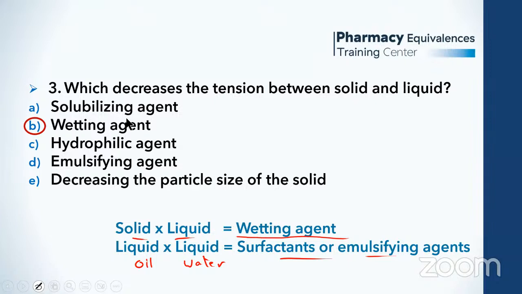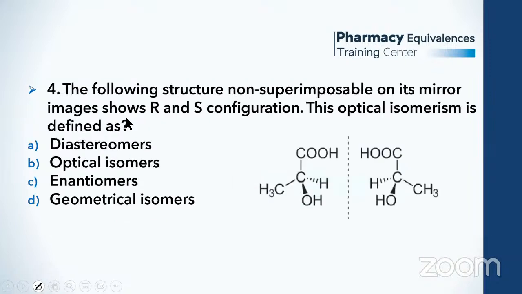Okay, so let us see the next question. Here we have two isomers. The following structures are non-superimposable. This means that when you put one of them over the other, they will not be superimposed. If you put the right one over the left one, what will happen? You'll find that this OH will be over this CH3, and this CH3 will be over this OH. So they are not superimposed.